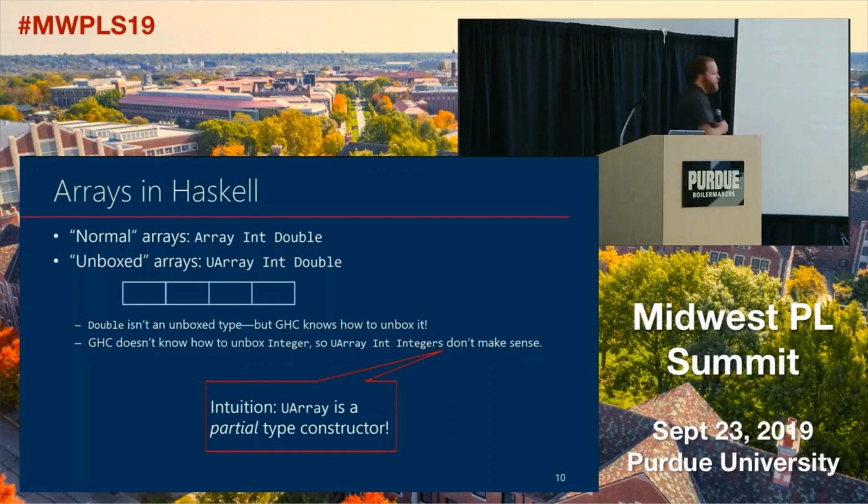My argument is that we should think about UArray as a partial type constructor, right? Whereas list, or Array, you put a type here, you get a type back. Array is a total type constructor, it takes stars to stars. UArray is a partial type constructor. You give it some types, Int, Double, Float, Word8, you get a type back. You give it other types, Integer, Int -> Int, and so forth, you don't get a type back, right?